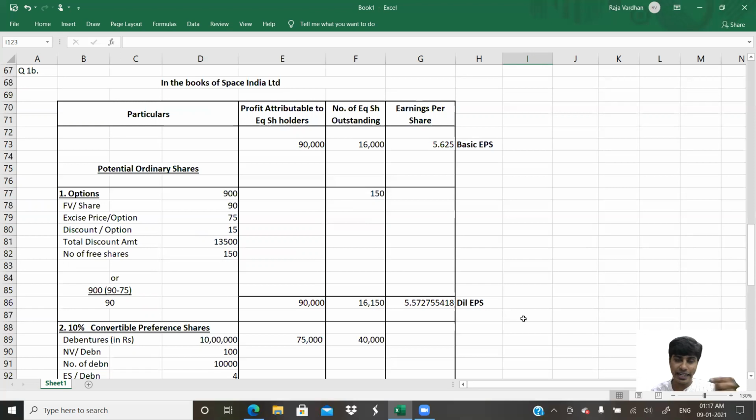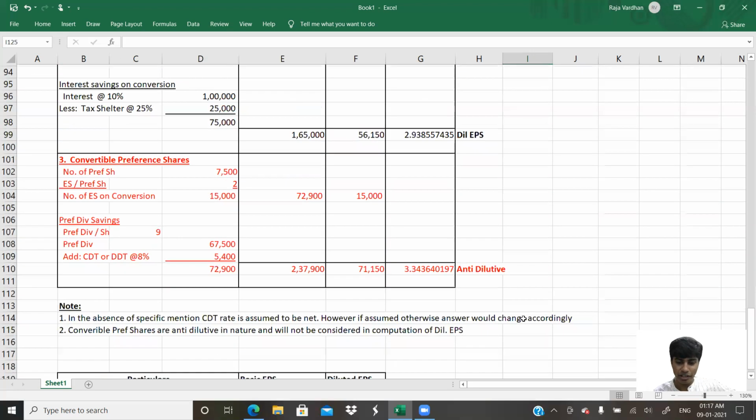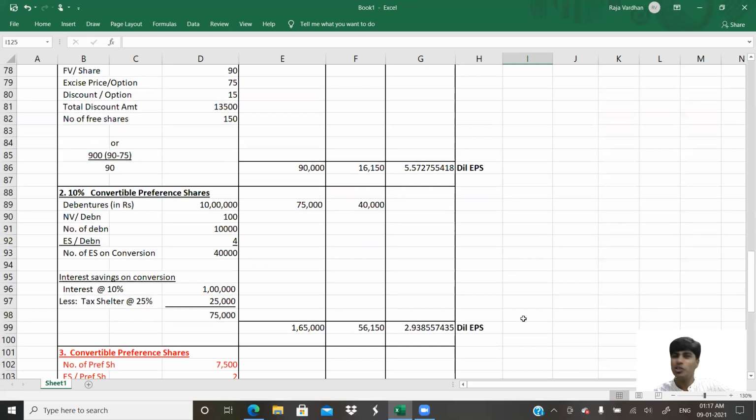How did I get this? 90,000 profit will remain the same. 150 options will increase. It will become 16,150. 90,000 by 16,150 will be 5.572. You might be wondering why I am running very fast. Because I've already done the complete explanation. I'm doing a quick summary.